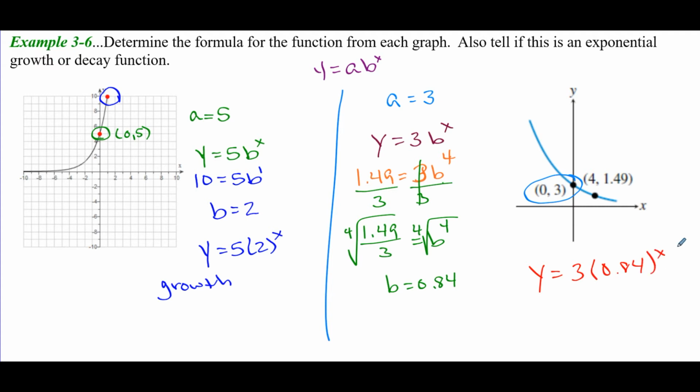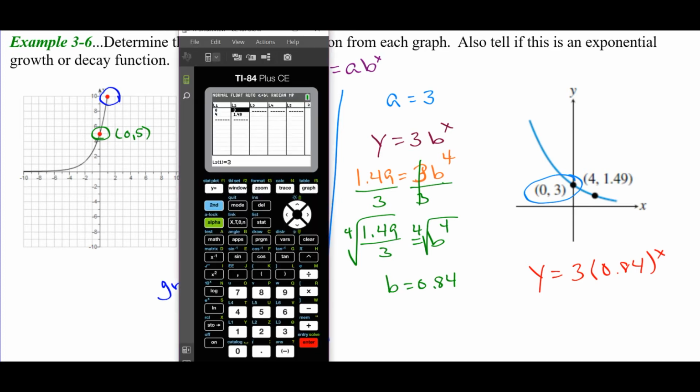Just like with the table of values, I can use my calculator here to do this regression. I only need 2 points to do that. So putting my points in, x coordinates in L1, y coordinates in L2, just make sure that they are in the appropriate order. And then we're going to go stat, calc, and we're going to do exponential regression. And I get my a value of 3 and my b value of about 0.84.